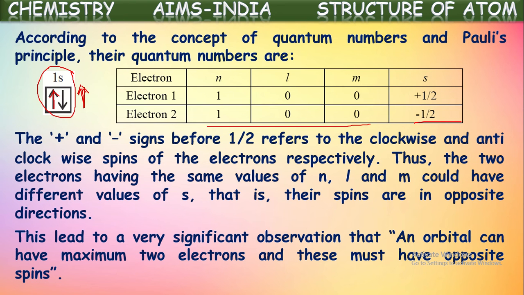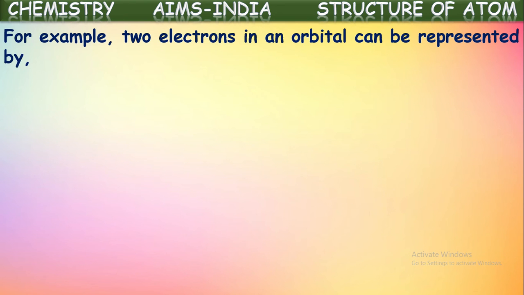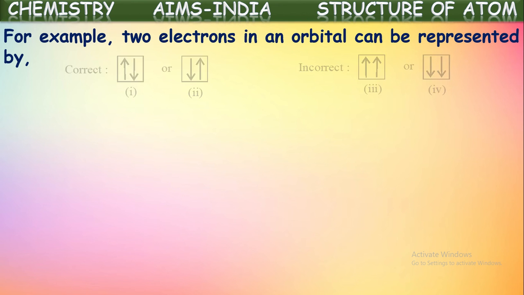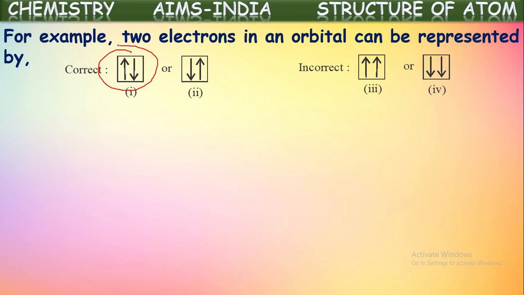Okay, this is about the third principle. For example, two electrons in an orbital can be represented in these four ways. It can be represented like this: first with the clockwise and the second with the anti-clockwise, or first with the anti-clockwise and the second with the clockwise. Generally we take this, but the other can also be considered correct. We cannot say it is wrong. These are also the other two representations.